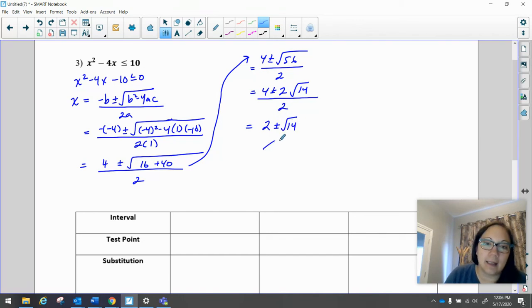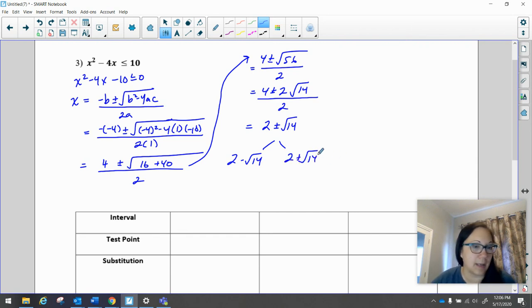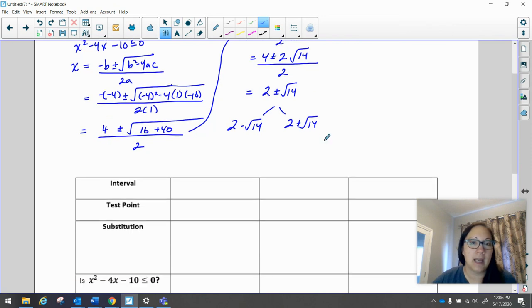So not ideal. Again, I have 2 minus root 14 and 2 plus root 14, but at least it's not a fraction. So that's a little bit better. We're able to simplify it somewhat. When you punch these into your calculator, you get approximately negative 1.74 here and approximately 5.74 here.